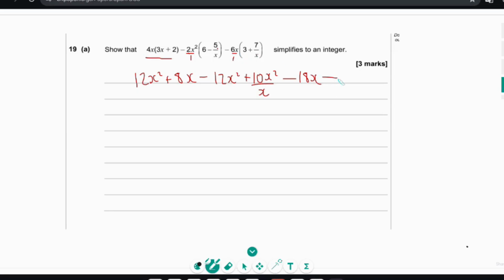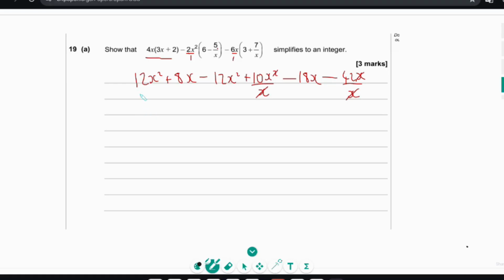Negative times positive is negative. 6x over 1 times 7 over x. 6x times 7 is 42x. 1 times x is x. Now, one of these x cancels with that, because x divided by x is 1. Now we've got x squared is 2 x's, x times x. That's how you need to think of it. x divided by x is 1. One of your x's cancels with this x. You're just left with 10x at the top.